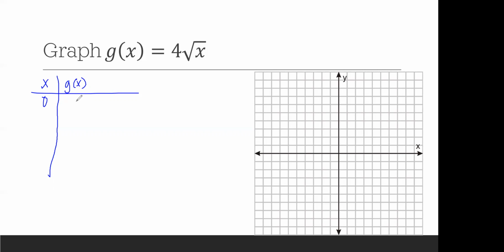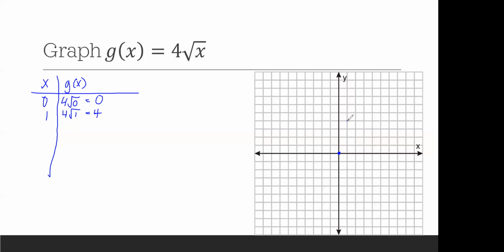Okay, so when x is 0, that would be 4 times the square root of 0, which is 4 times 0, which is 0. So when x is 0, g of x is also 0. So this graph is going to start at the origin. Then I'm going to put in 1 for x, so 4 times the square root of 1. The square root of 1 is 1, and 1 times 4 is 4. So when x is 1, g of x is 4.